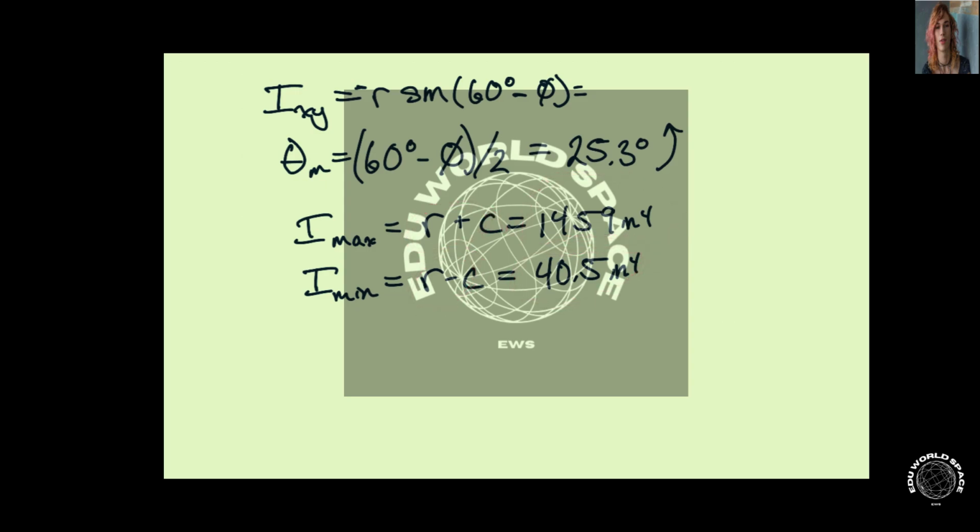And the maximum principal area moment about the centroidal axes, again these are centroidal, is 1,459 inches to the fourth, and the minimum is 40.5 inches to the fourth.